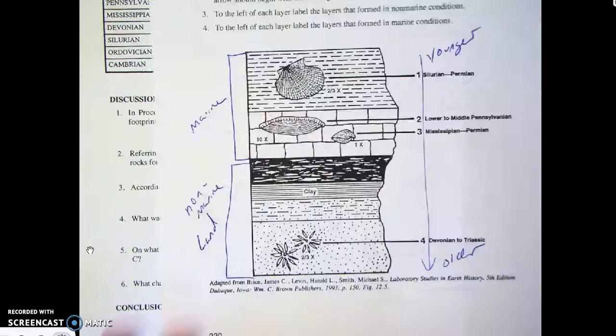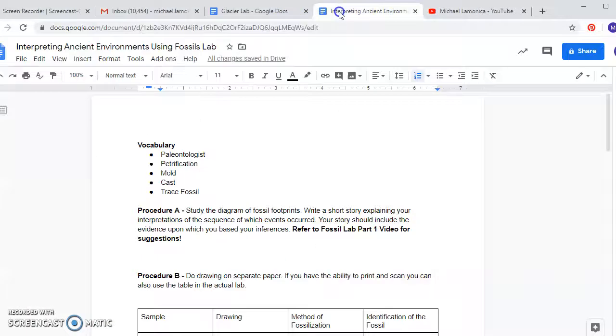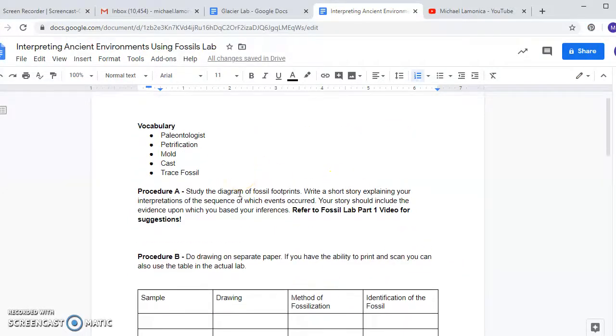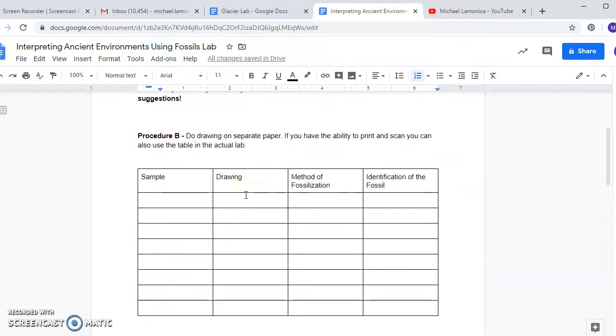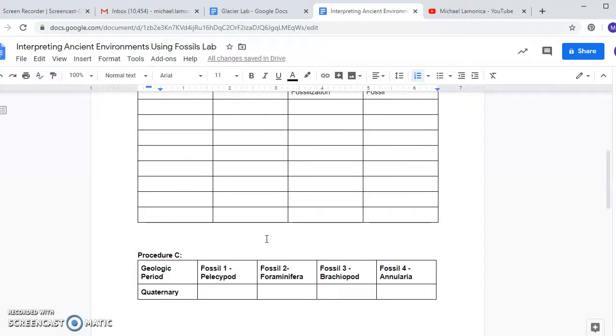I want to just go over the document for you. So you'll have a scanned copy of the lab that we just went over. Now, if we take a look at the lab here, vocabulary is straightforward, just look it up. Procedure A, this is where you're going to write in your short story about the footprints. Procedure B, we did together with the fossil identification. Again, you could do your drawings on a separate sheet of paper and hang on to it for when we have class again. Or you could also scan your drawings if you have a scanner, and just submit them with the lab. Either way would be fine.